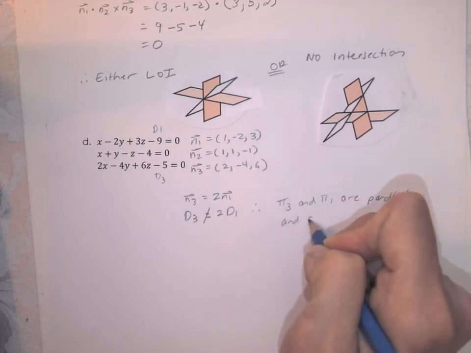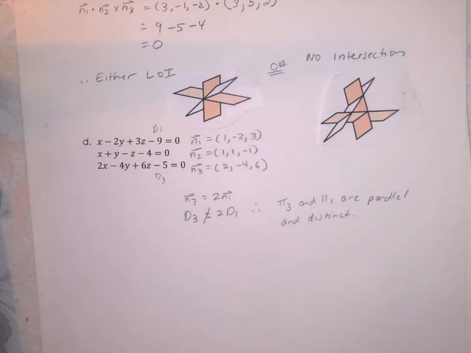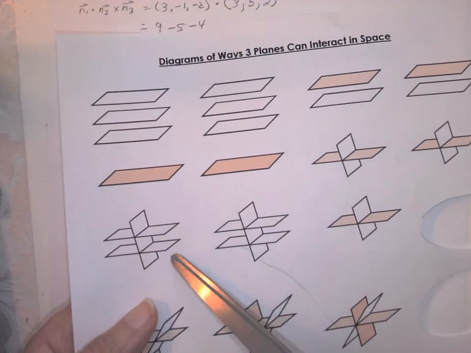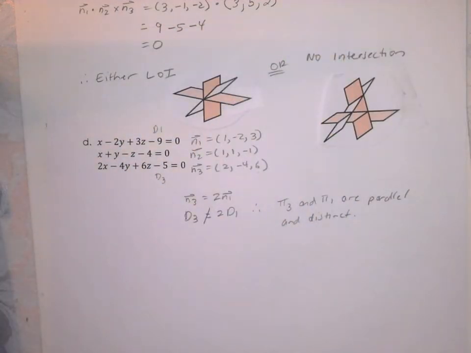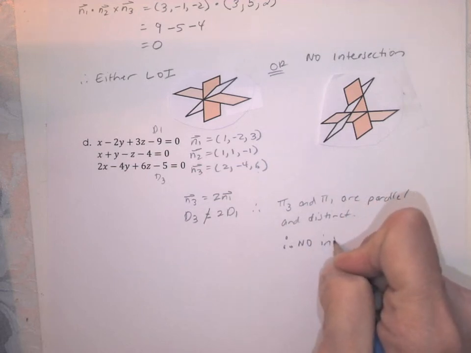Since they never touch each other, all three of them can't touch each other, because automatically those two never touch each other. So that's going to be this arrangement here, where we have two planes that are parallel and distinct, and the other one cuts through them. But again, that's no intersection of all three planes. So therefore, no intersection.